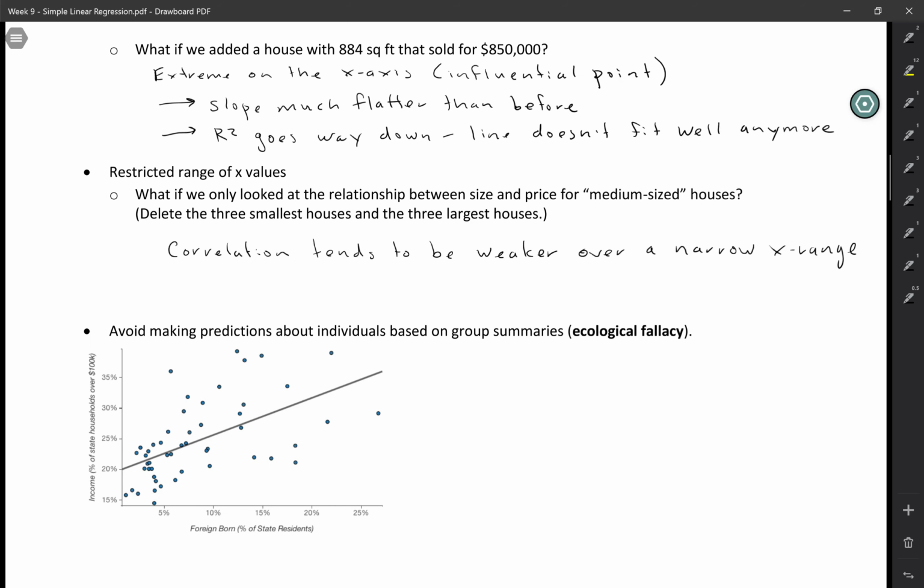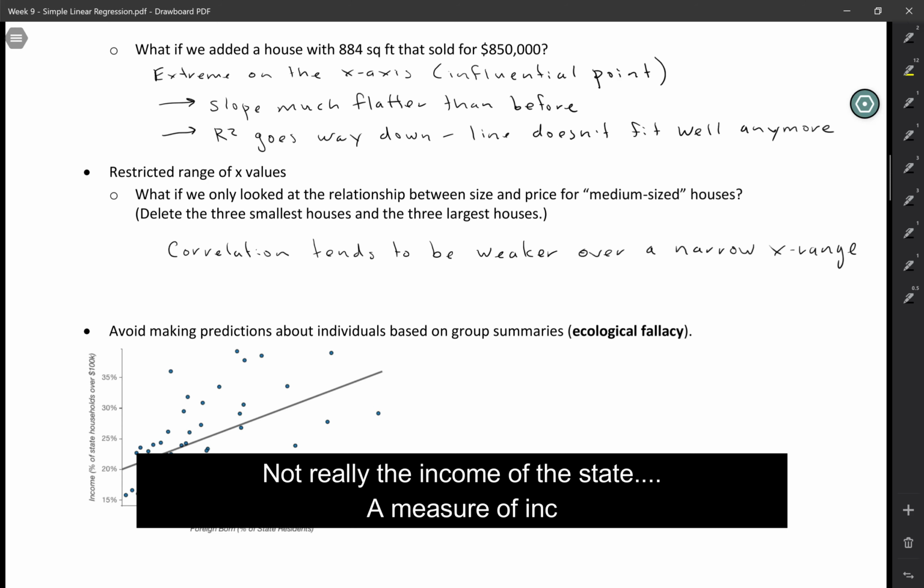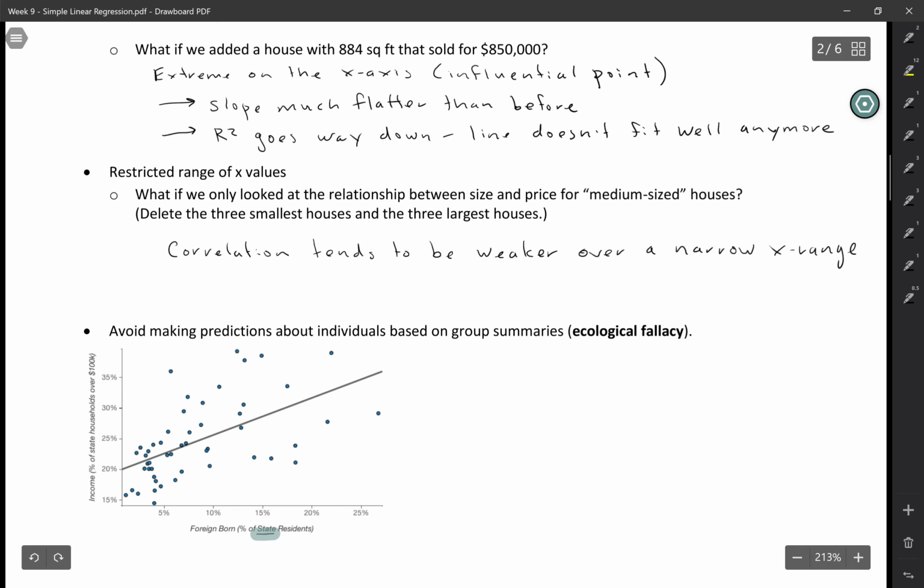And our last warning here is that we want to avoid making predictions about individuals based on group summaries. If we do that, it's called an ecological fallacy. So this example is looking at the relationship between the percentage of state residents that are foreign-born and the income of the state. So this is the percentage of state households that are over $100,000. Notice that both of these variables are describing the states. And if we look at this graph, each dot here is not an individual person, each dot is a state. So that means that it's reasonable to describe the relationship at the state level.